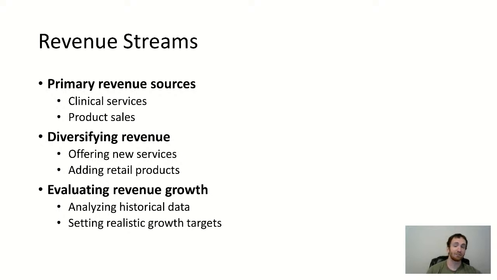Now, it's always a good idea to diversify your revenue. One of the ways to do that is by offering new services. It will help you with your financial stability. So always consider new services like grooming, boarding, or even specialized treatments. If you are a person who believes in acupuncture, try acupuncture. If you believe that all dogs should have their nails trimmed, be offering nail trimmings during appointments.